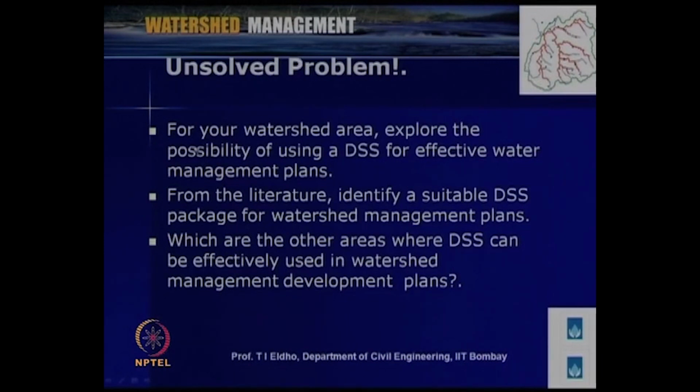As an unsolved problem for your watershed area, explore the possibility of using a DSS for effective water management plans. From the literature, identify a suitable DSS package for watershed management plans. Which are the other areas where DSS can be effectively used in watershed management development plans? Water related issues we have seen, but even soil related problems like soil erosion, or rainwater harvesting or various schemes, we can have decision support systems.